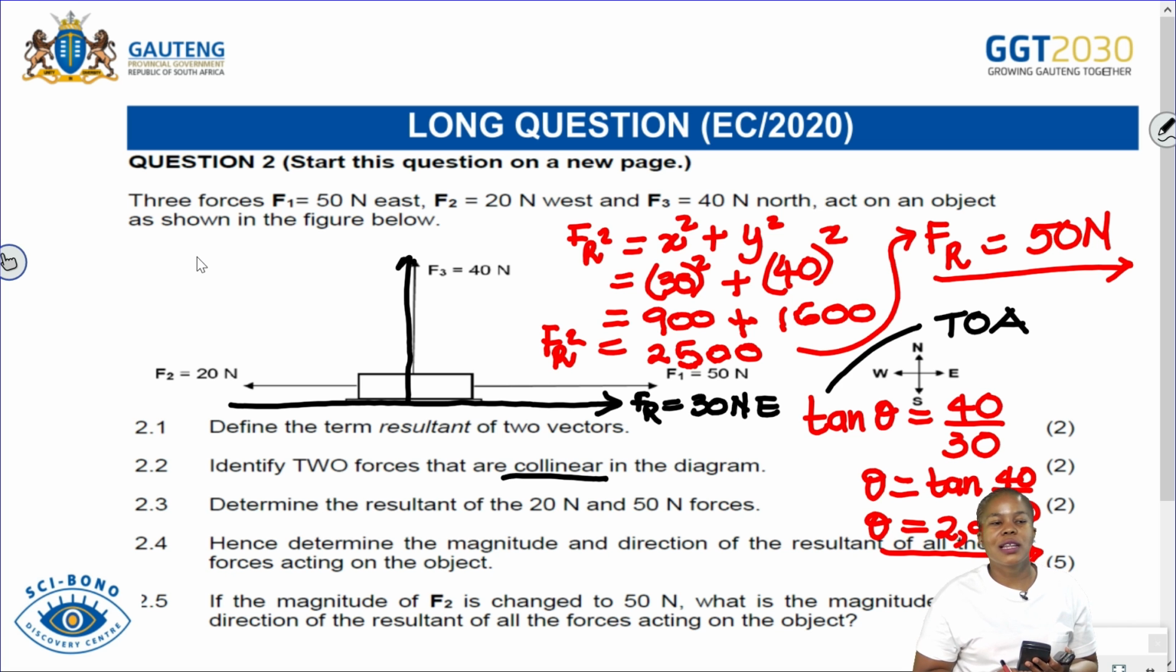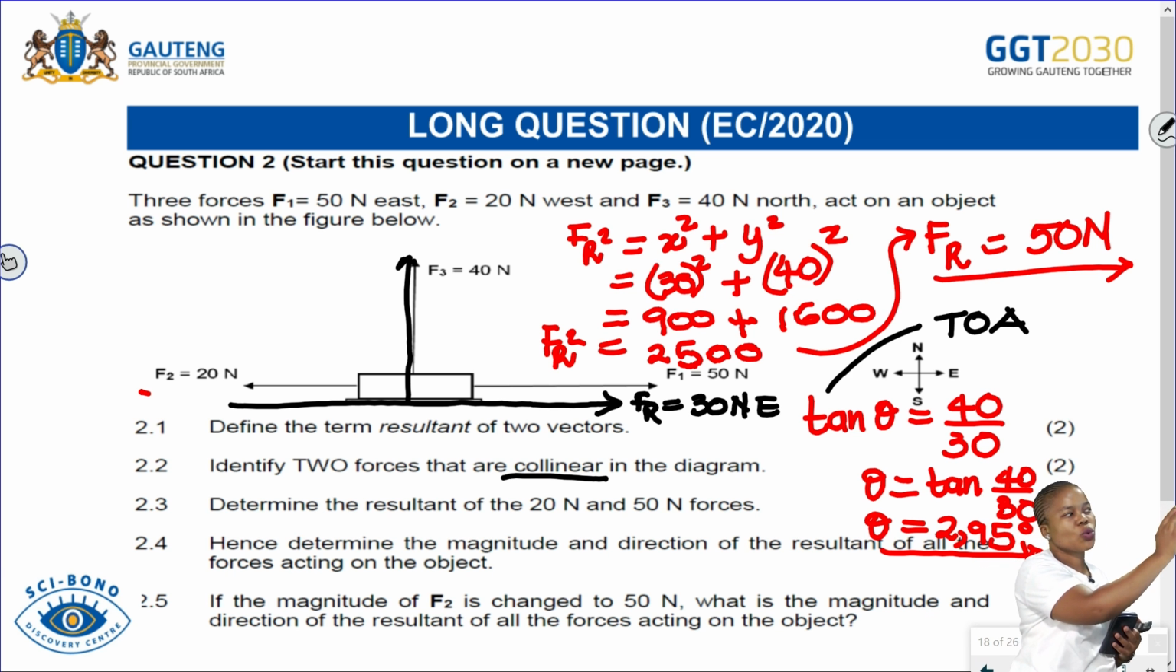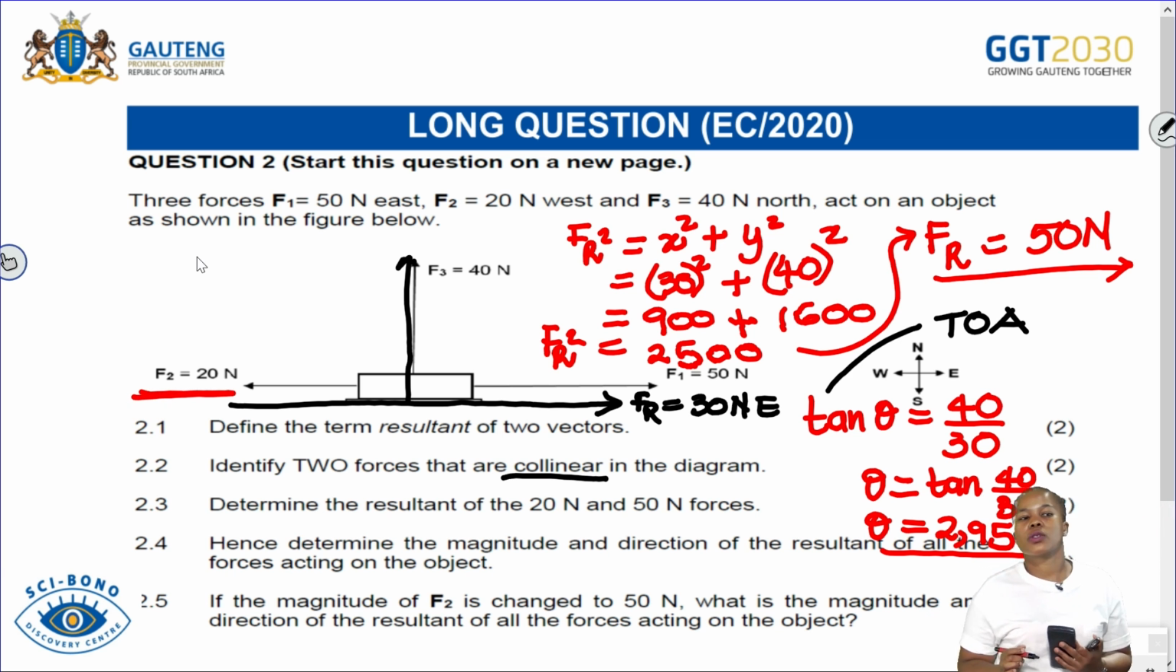Now on to the last one. If the magnitude of F2, where's our F2? It's this one, which was 20 degrees. Okay, so now if the magnitude of F2 is changed to 50 newtons, meaning that it will be equal to the F1 that we have on the side.